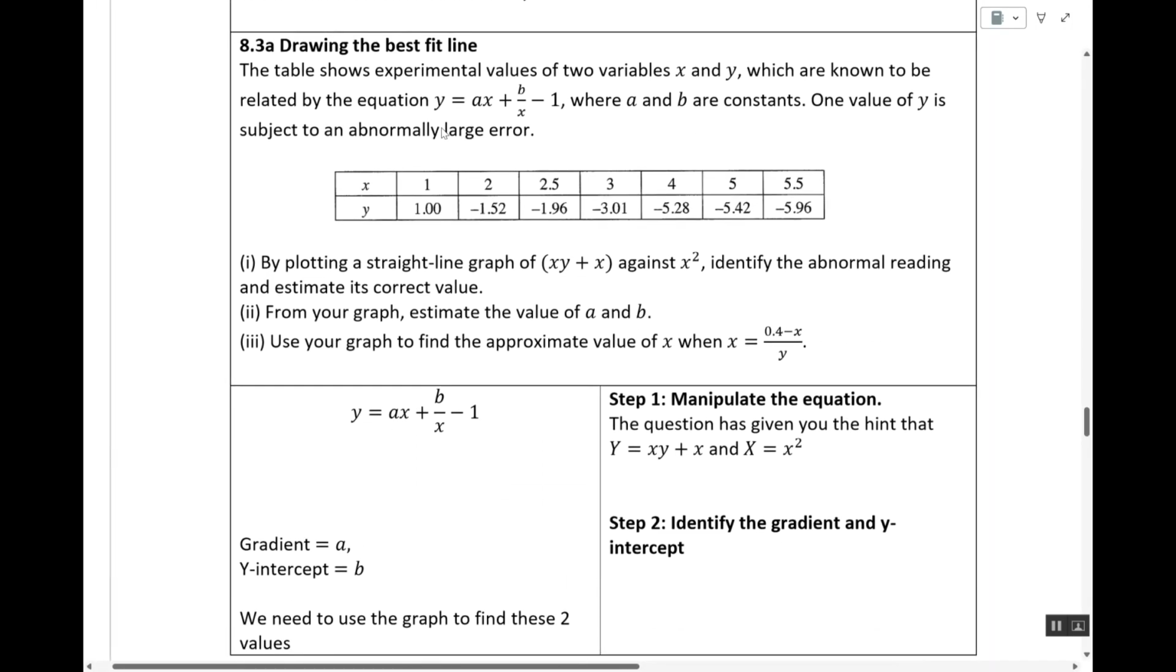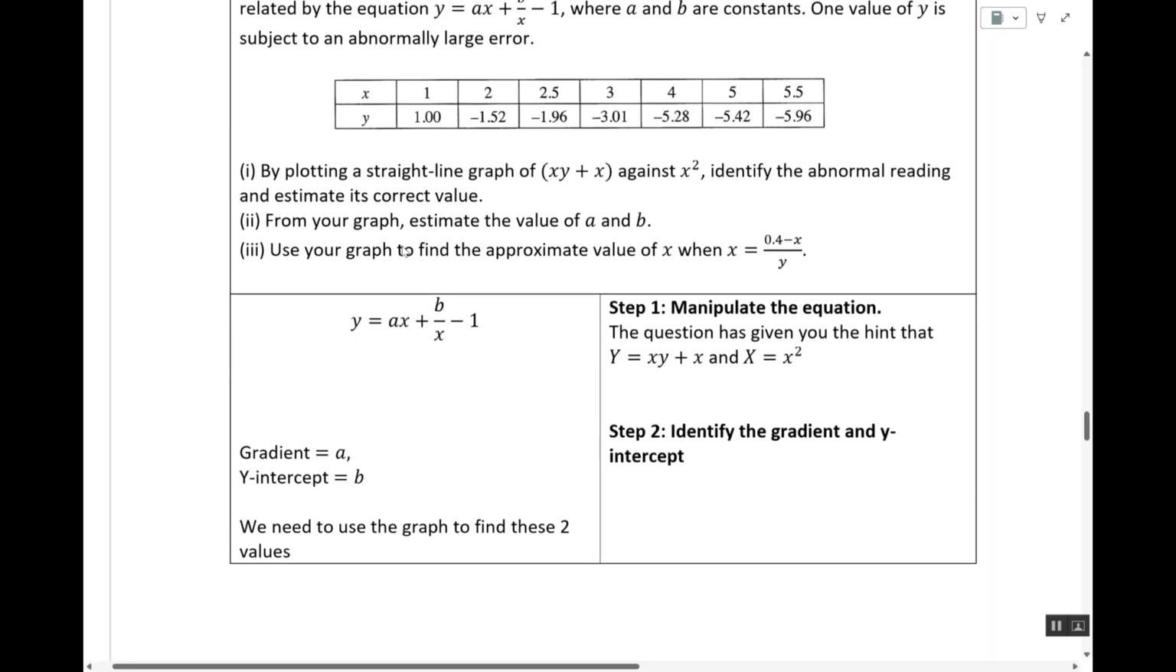So in this question here, you are given two variables x and y, where they are related by this equation here. Then you are given a table of values for their corresponding values of x and y. You are told, by plotting a straight line graph of xy plus x against x squared, to identify the abnormal reading and estimate its correct value.